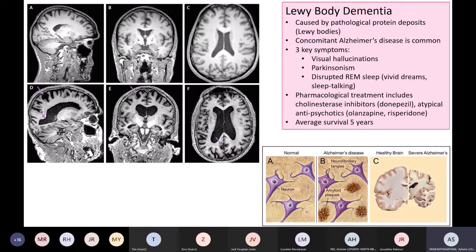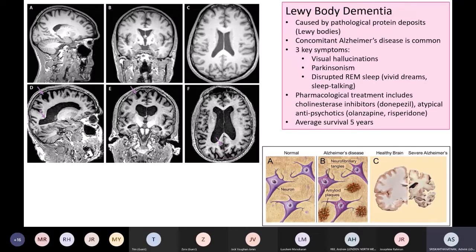And in Alzheimer's, you get these neurofibrillary tangles and amyloid plaques which form. So the neurofibrillary tangles are within the cell. Amyloid plaques are found outside the cell, and these are things you typically would only find on post-mortem. So to get a formal diagnosis, it's usually after the patient's passed away. And this is just a nice little diagram comparing a healthy brain to your severe Alzheimer's brain.